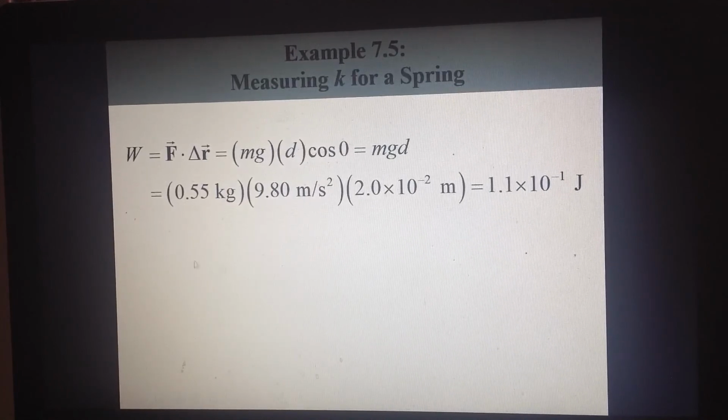We could also have calculated the work done using this equation right here. If you want to calculate the work done by gravity, you can just take mass times gravity times this distance, and then if you substitute that value, it gives you 1.1 times 10 to the negative 1 joules.